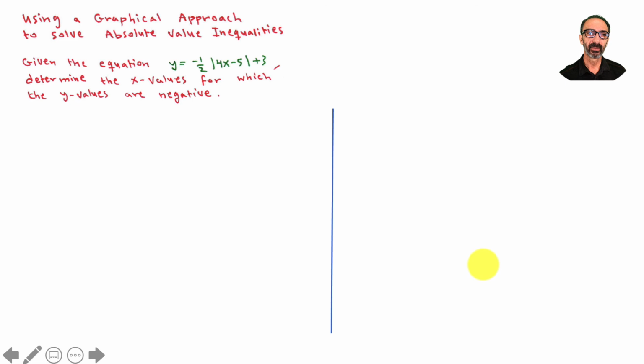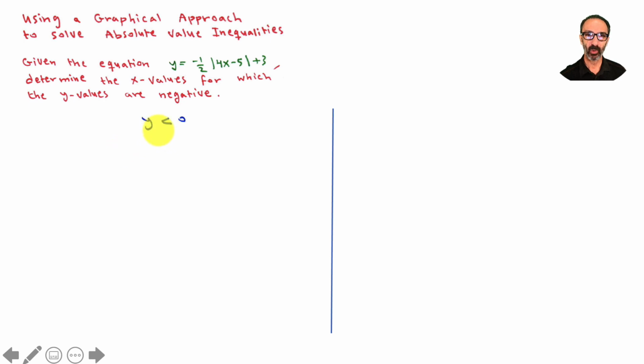Using a graphical approach to solve absolute value inequalities. Given the equation y equals negative half, absolute value 4x minus 5, plus 3, determine the x values for which the y values are negative. So graphically, they're asking where are the x values such that the graph is below the x-axis.